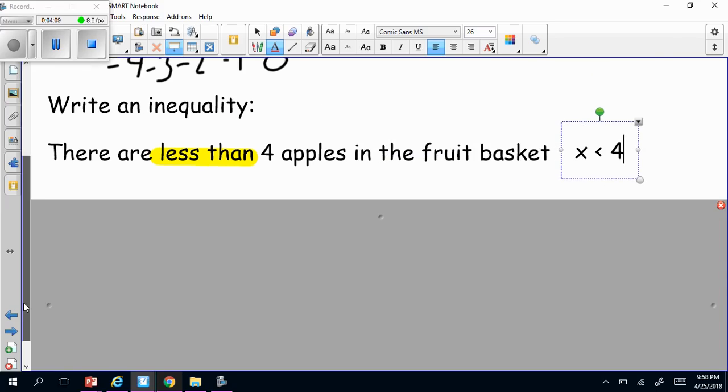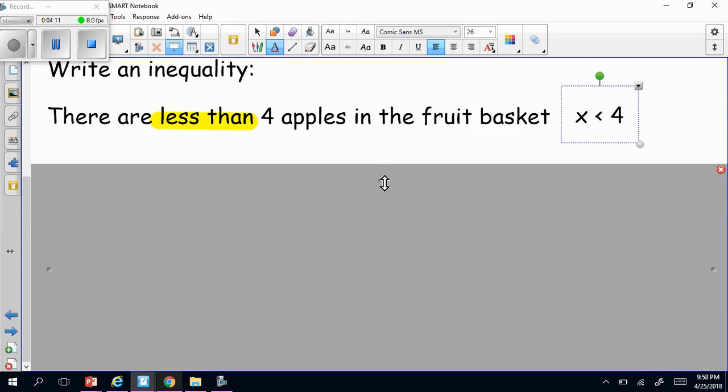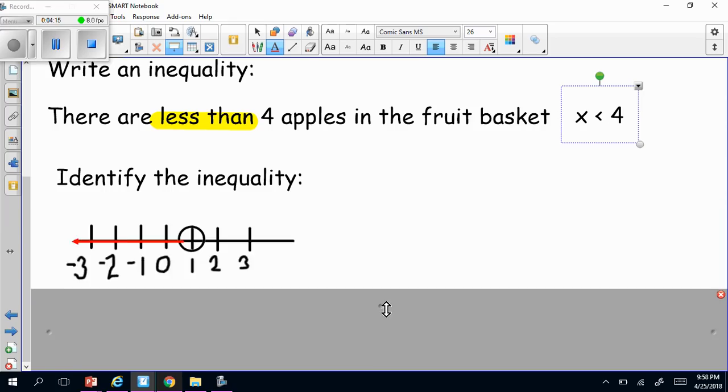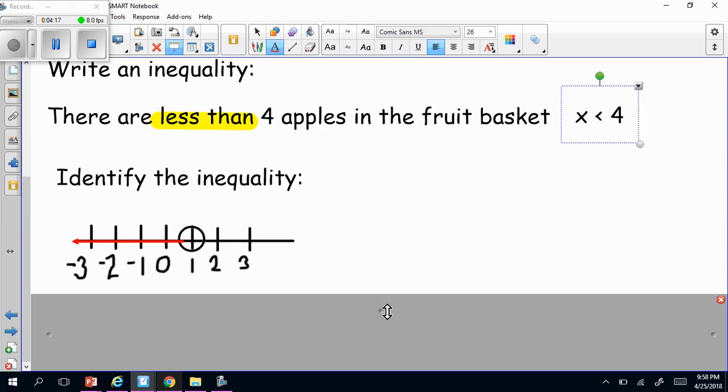Moving on. So let's go to identifying the inequality. Now, look at the placement of the circle. We know it's an open circle, and we see what direction they're going. Go ahead and pause the video, write down this number line, and then tell me what inequality this would be.